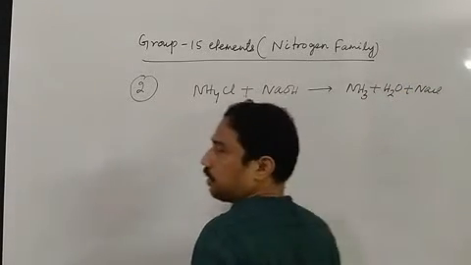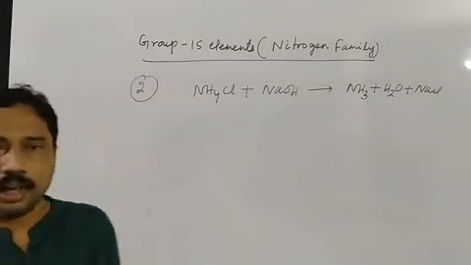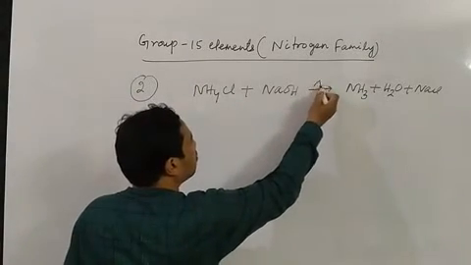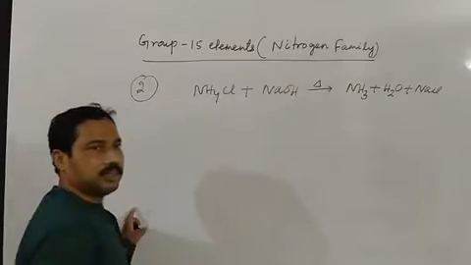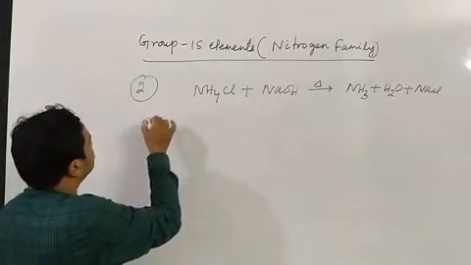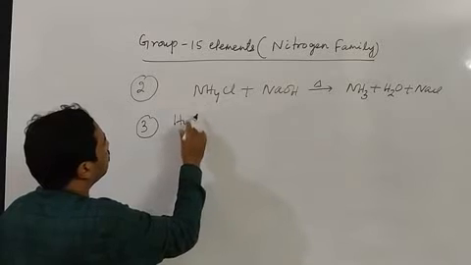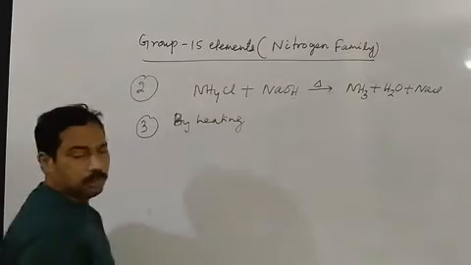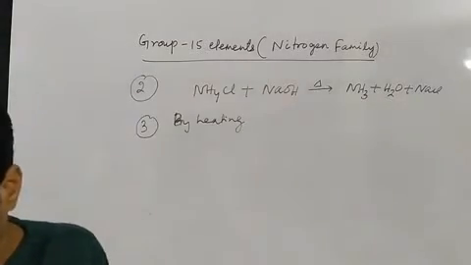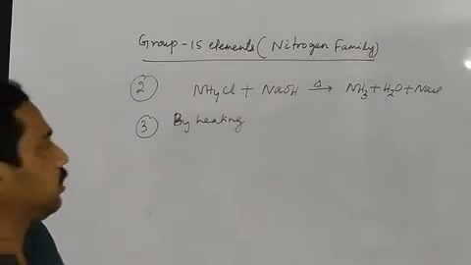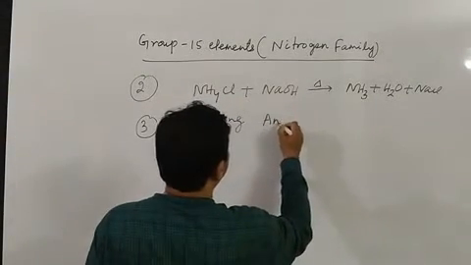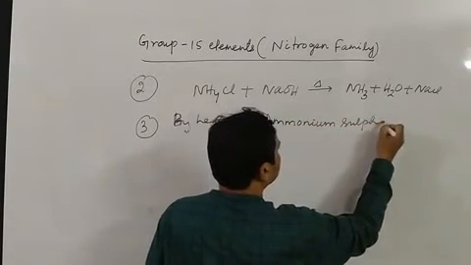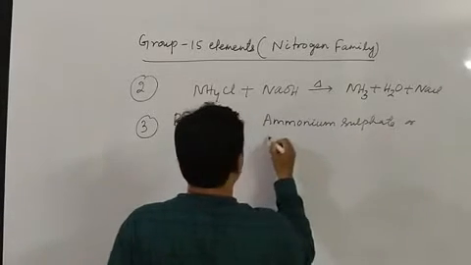This is the other method of preparation. In other methods, we can prepare ammonia in various ways. When ammonium chloride is just heated with sodium hydroxide, we can also get ammonia gas. Similarly, by heating ammonium sulfate or ammonium phosphate.